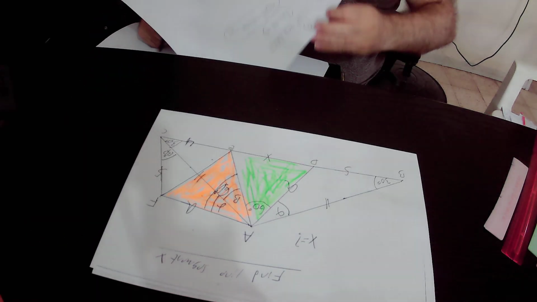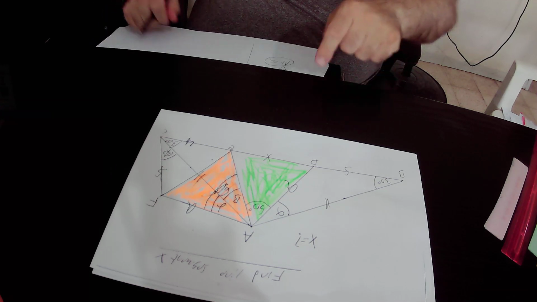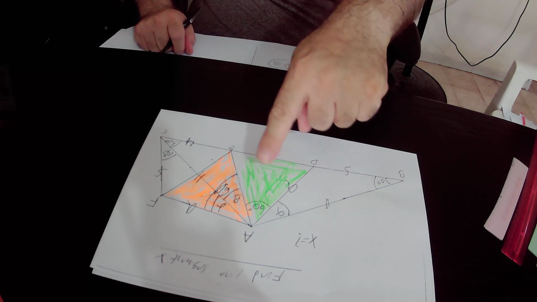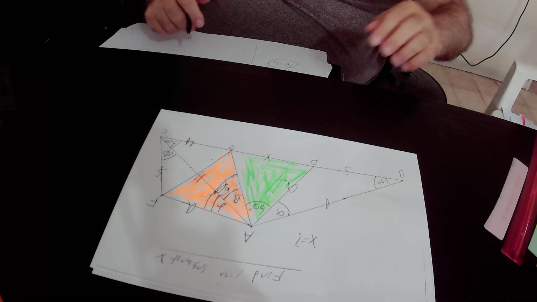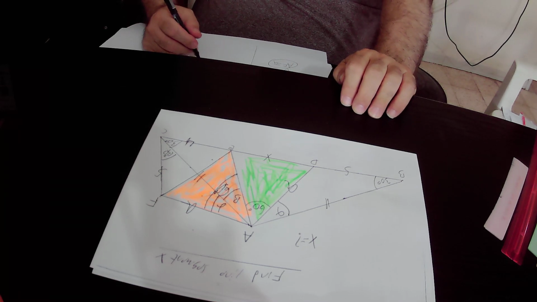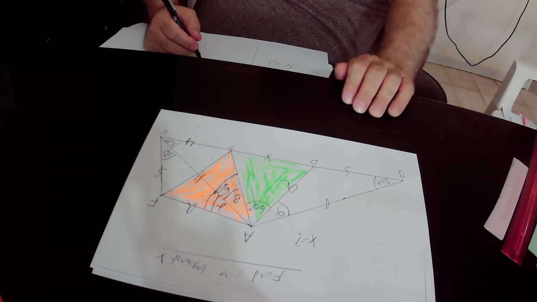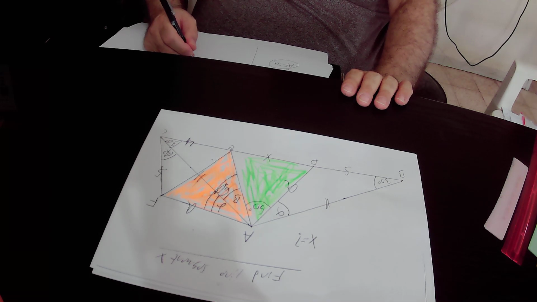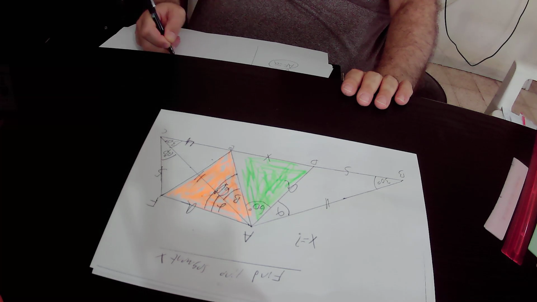And finally, this side AE is a common side. So, therefore, this side equals itself. It's a common side. It belongs to both triangles. So, AE is a common side.